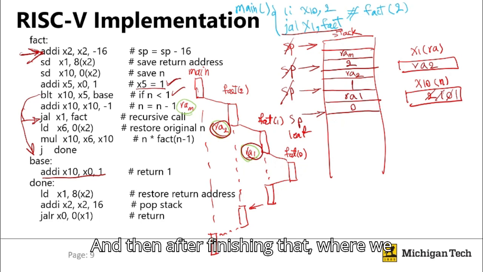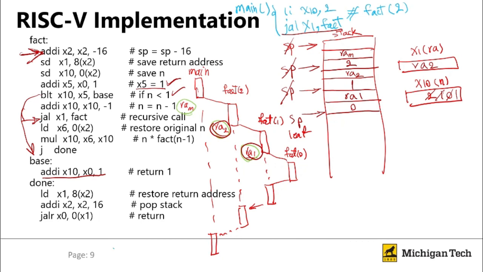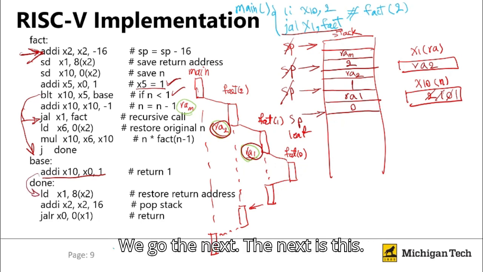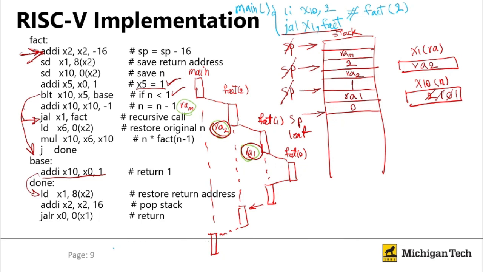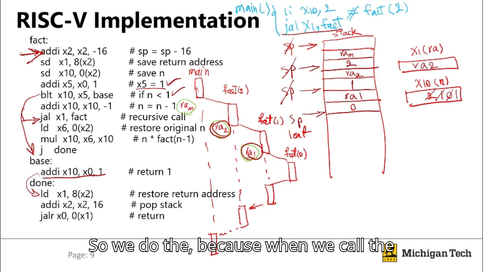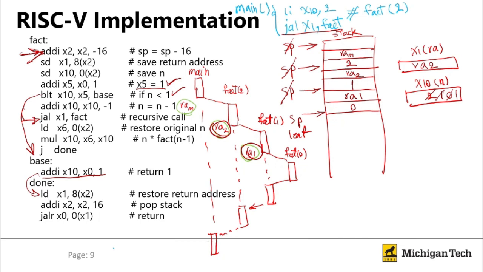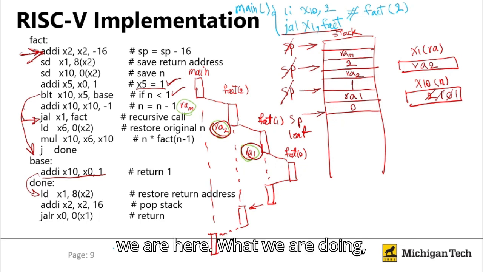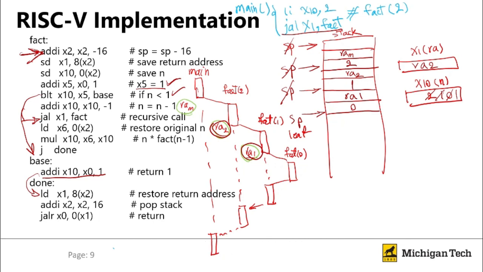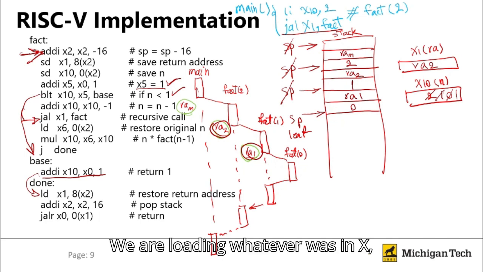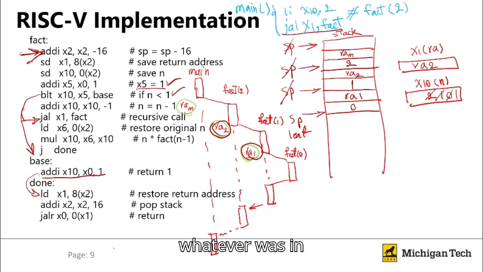And then after finishing that, where do we go? We go to the next one. The next is this. Because when we call the base, we keep doing the rest. We don't care about the label. So we are here. What we are doing is loading x1. We are loading whatever was in the return address, from the stack pointer.